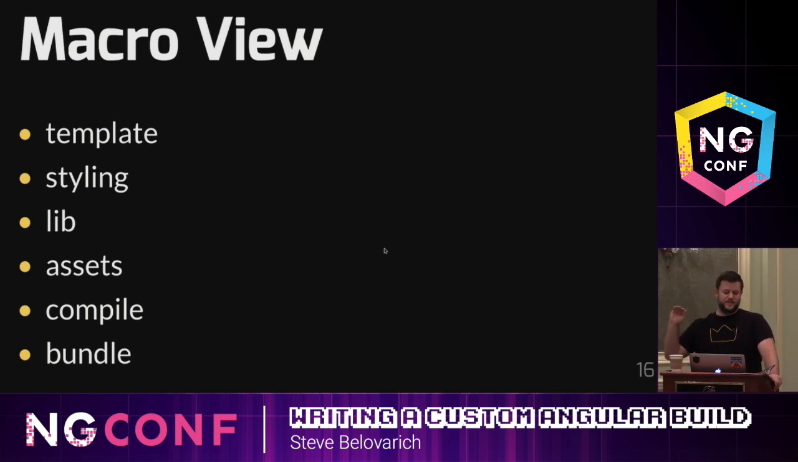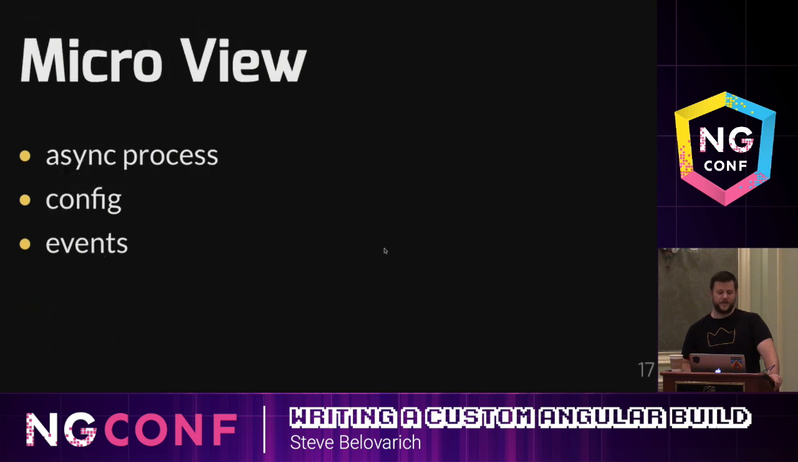Now, each one of these tasks that we have to complete in the microscopic view is an asynchronous process that is going to run, right? We're going to have to wait for something to happen, most likely, like when we're copying our library dependencies. We're going to have to wait for that to execute because file I/O takes a while, especially when you're copying node modules back and forth.